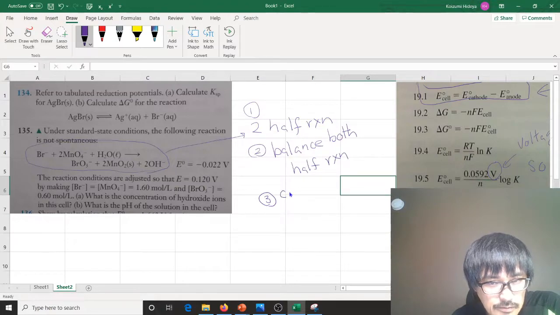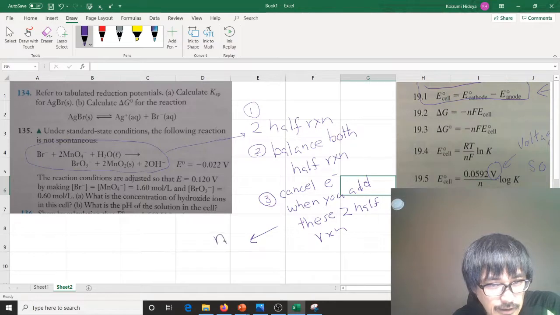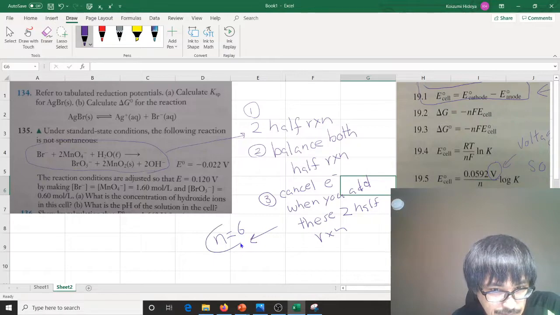Okay, and then try to cancel the e minus when you add these two reactions. At this point, you're going to get the value of n, and I'm going to tell you that this is going to be 6. So make sure that you get this value right here.